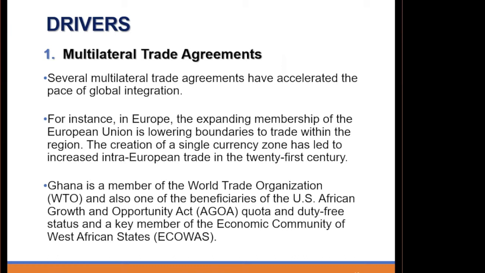Countries are increasingly signing all manner of agreements and MOUs and addendums and getting themselves involved in all these multilateral trade agreements, which are accelerating the pace of global integration. Because the moment a certain number of countries come together and sign an agreement, they form a certain group or union who all of a sudden now have the same rules in terms of trade applying to all of them and the organizations that work within their countries. So for instance, in Europe, the expanding membership of the EU is lowering boundaries to trade within the region.